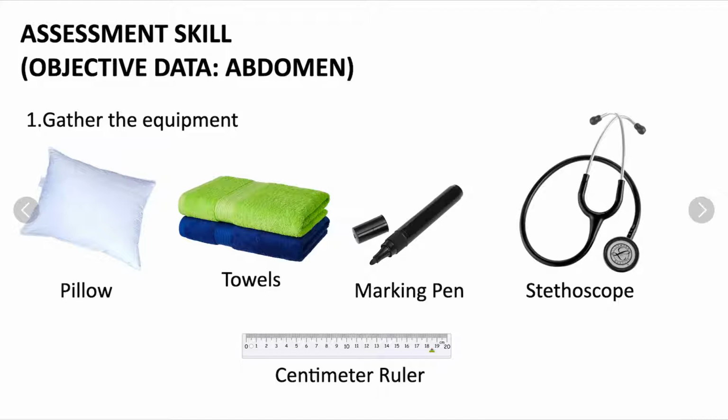You could be using our marking pen if ever there is enlargement of an organ, or you want to mark specific measurements from point A to point B. And as well as your centimeter ruler, which can be used to measure the distance in between specific organs, or if you want to make a rough estimate of the organ that you would be assessing or palpating, you could do so with your centimeter ruler. And then last but not the least, your stethoscope used for auscultation.